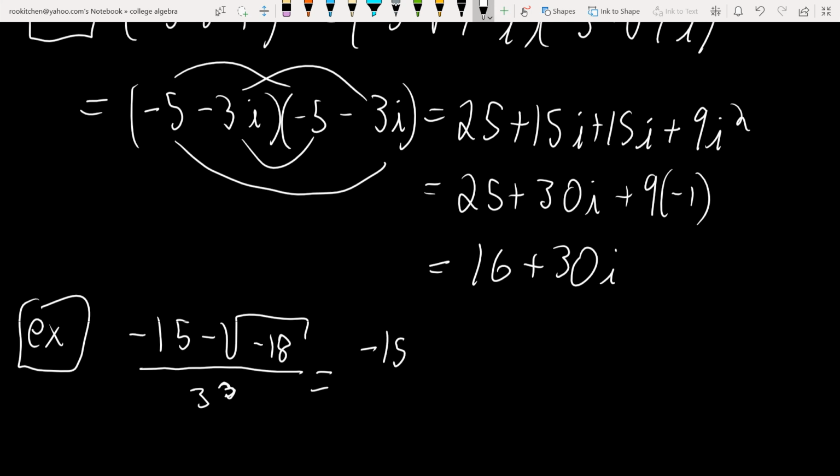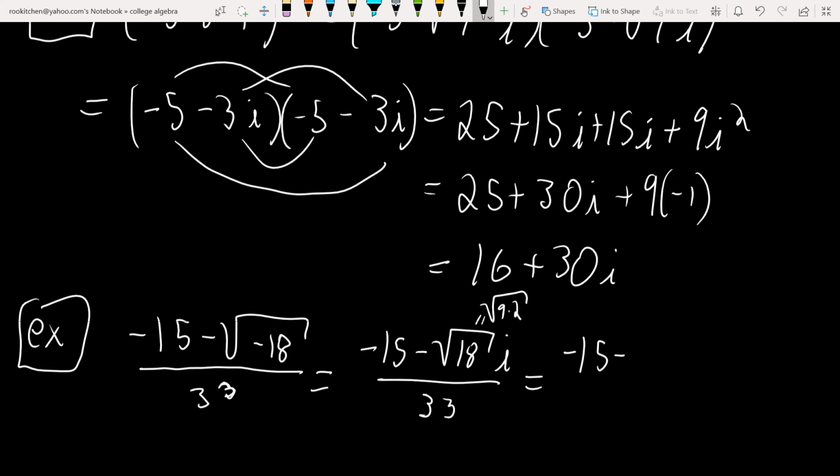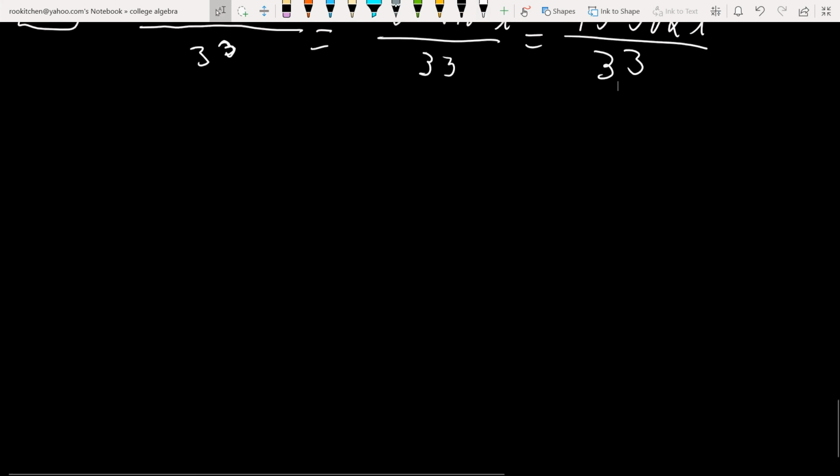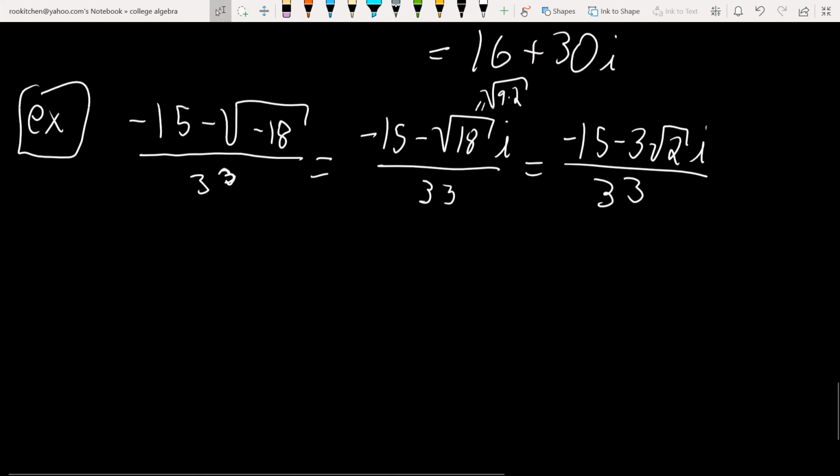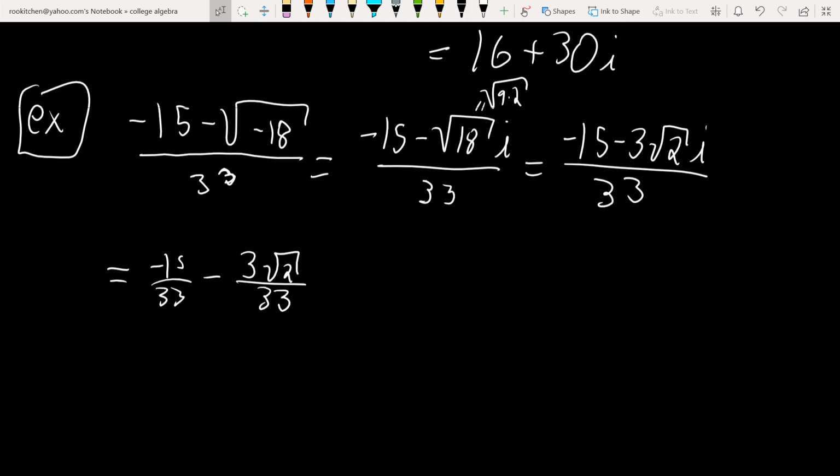So first I'm always pushing out that i. Negative 15 minus i root 18, over 33. Then if you have any perfect squares, you can move those out of the radical. So 18 is the same as 9 times 2, and the square root of 9 is just 3, so you get 3 root 2 i all over 33. And then you could simplify by butterflying. So this will be negative 15 over 33 minus 3 root 2 over 33 i.